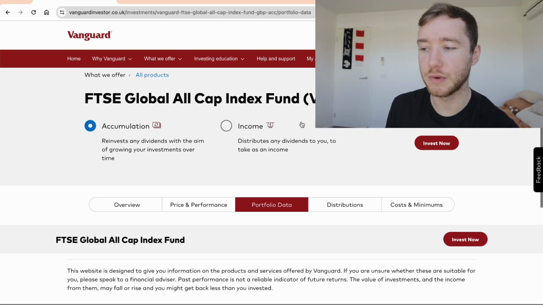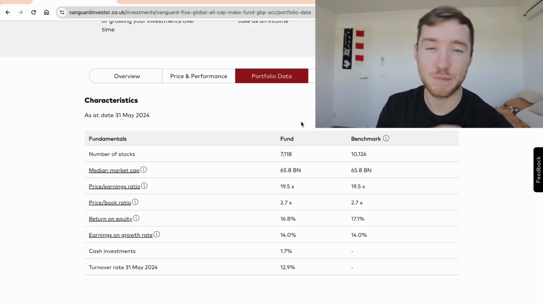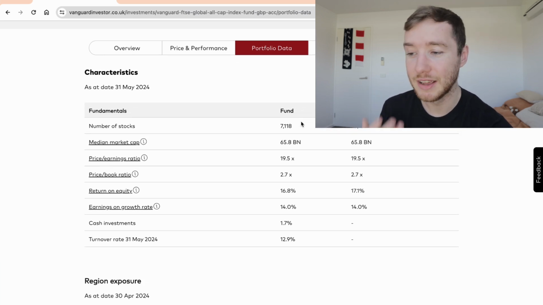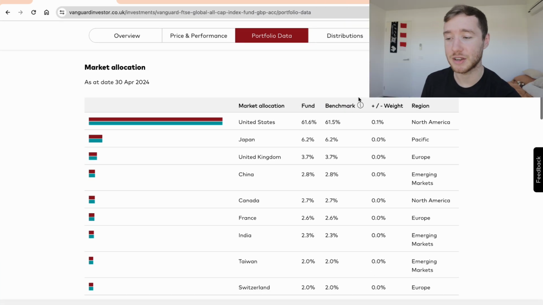If we come into the portfolio data, and you'll see this with pretty much any global fund you look at, scroll down, it's dominated by the United States, roughly 62% of the fund.